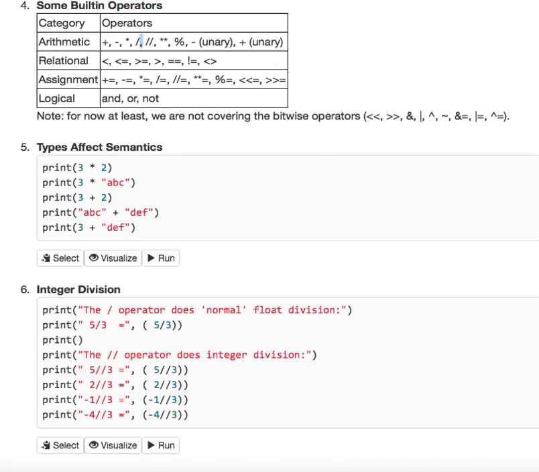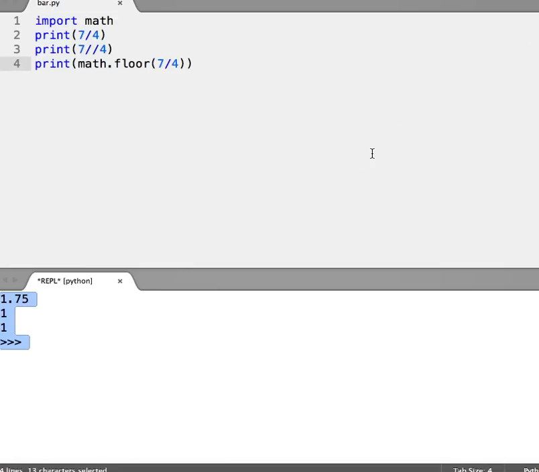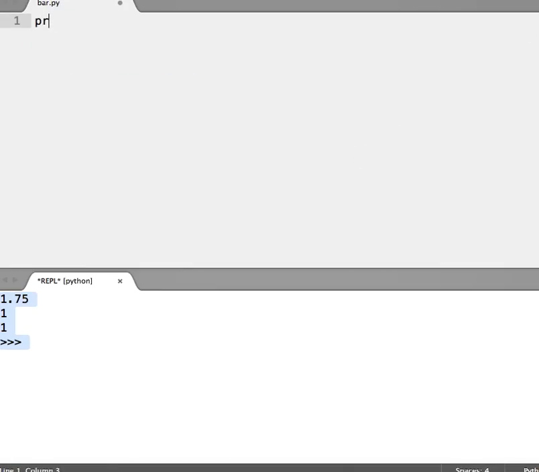Double star is exponentiation. The percent sign is modulus. So if I were to print, say, 9 mod 5, what is the remainder when we divide 9 by 5? Well, it's 4. So what about when we divide, say, 5 by 9? Well, there you take out all the 9s you can from 5. That's none of them. And what's left is 5.